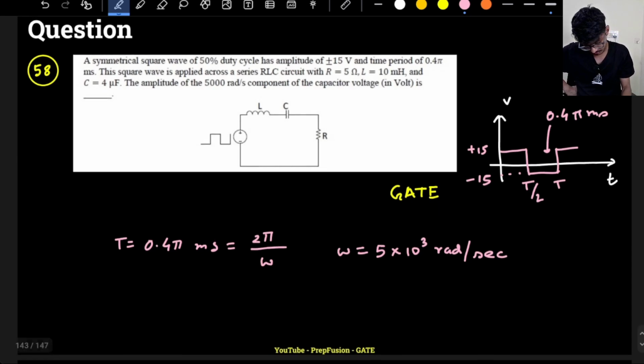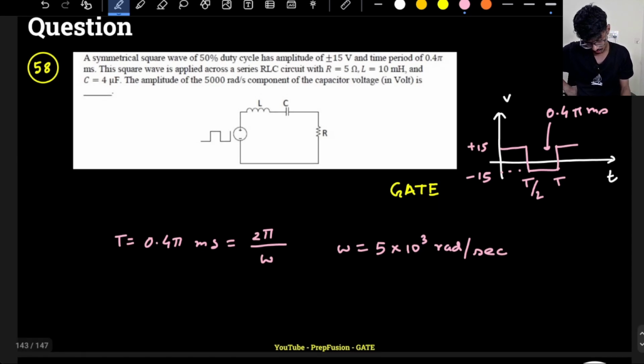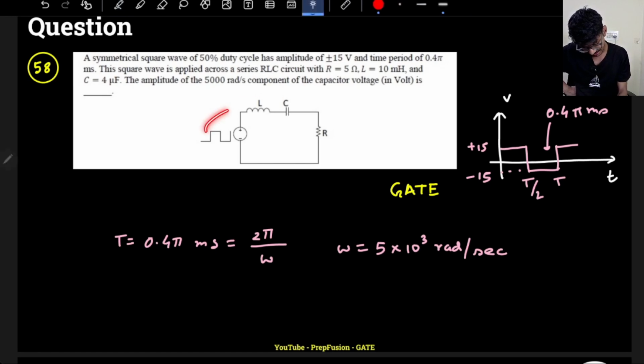Yeah, that is the case here. Omega is this value, right? Now it is a series RLC circuit. RLC values are given. What will be the amplitude of the 5000 radian per second component of the capacitor voltage? That is what they are asking basically.